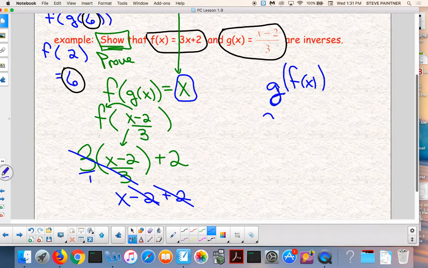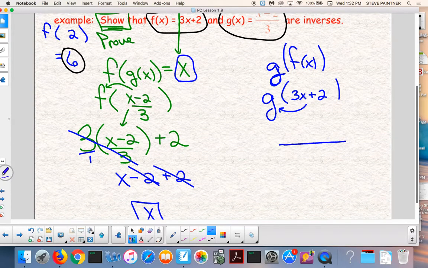Okay, and that would be G of, what's F of X? 3x plus 2 needs to get plugged into what? Function G. Well, function G is right there, so here we go. Okay, that's X, so I'm going to leave that blank, minus 2 over 3. So in for that X, right there, I'll stick this number. That's a number, I know it doesn't look like a number, but it is. Right?